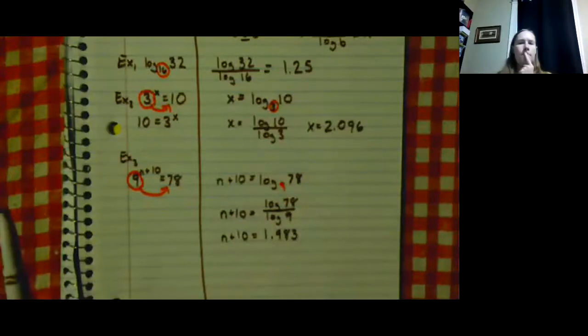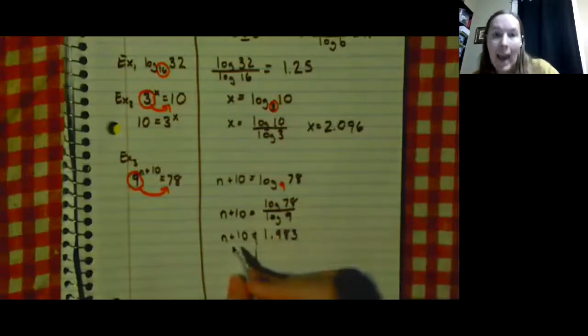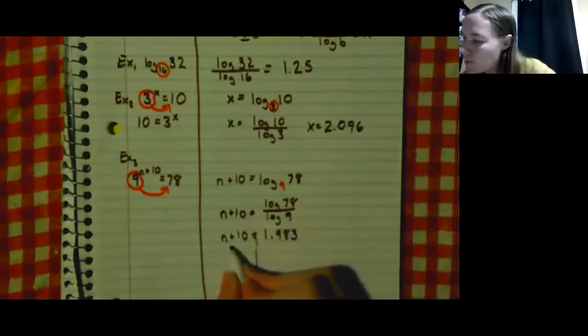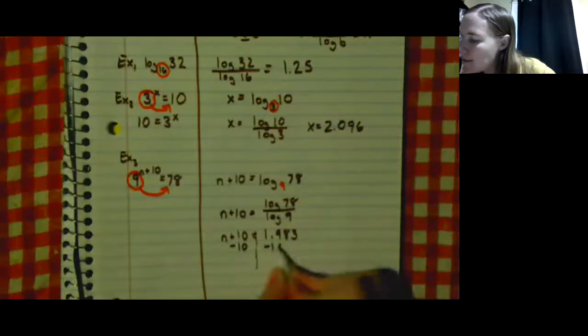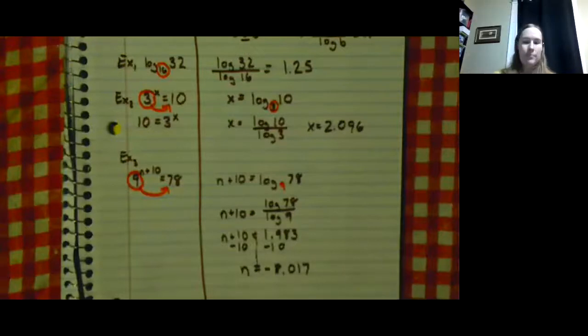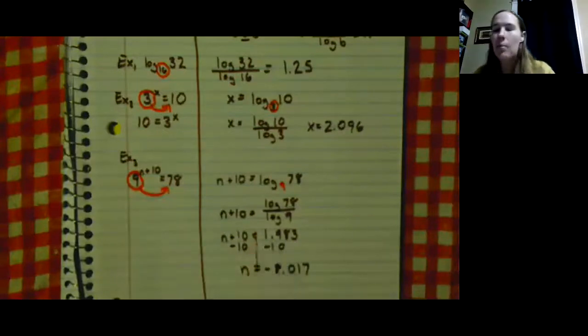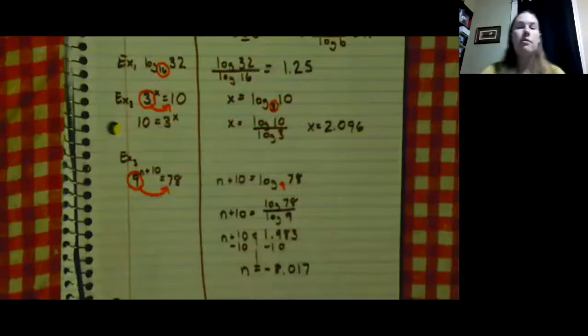Can I solve from here? This is going back to algebra. If I want to get this alone, I can just draw my little line. To get rid of the adding, I would subtract. So I subtract 10 from both sides. So my n would be negative 8.017. So you can do tricky ones like this. There's just a couple more steps where you solve after you do your change of base.